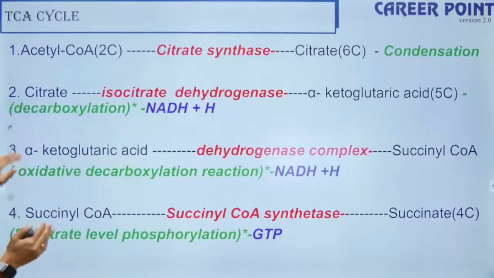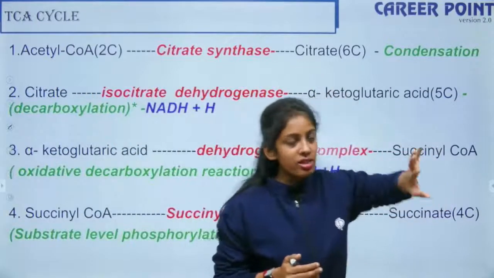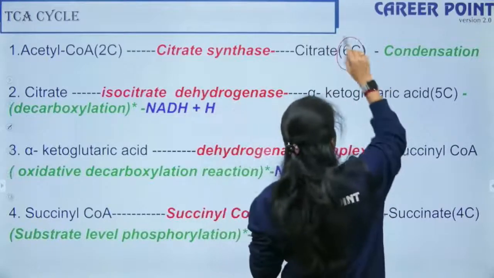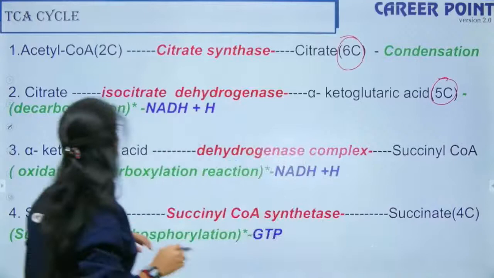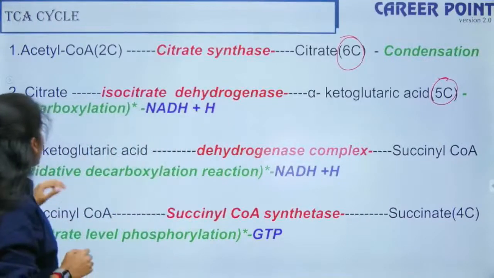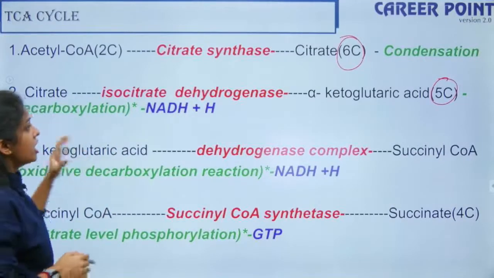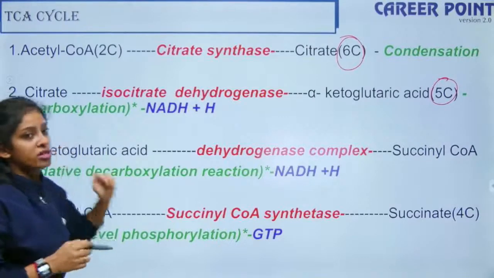The second step is that citrate gets converted into alpha-ketoglutaric acid. From 6C it is becoming 5C. This is to tell you there are 6 carbons, and this is to tell you there are 5 carbons. So citrate becomes alpha-ketoglutaric acid in the presence of isocitrate dehydrogenase, and this type of reaction is decarboxylation.